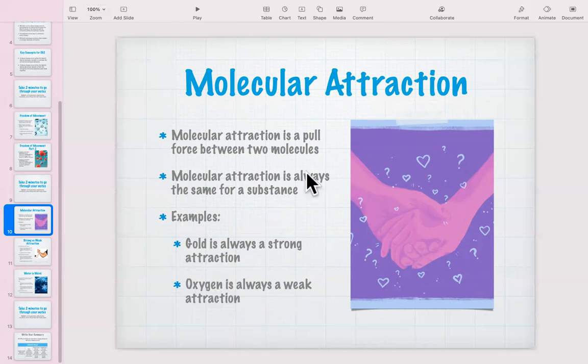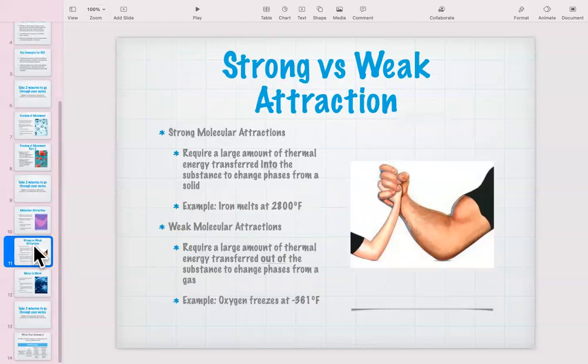But molecular attraction is the pull force between two molecules. Everything has an attraction to itself, but of different degrees. So gold is stronger, oxygen is weaker. So let's talk about that difference between strong versus weak.